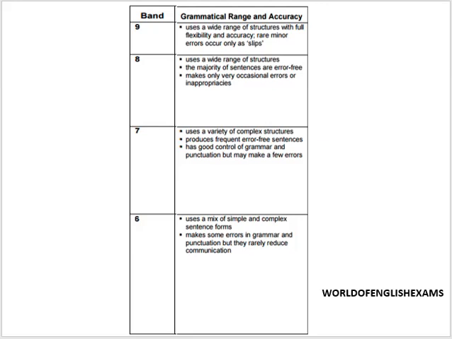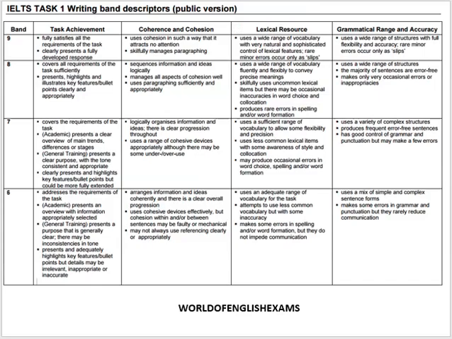Now lastly, we will look at the criteria for band 9. Uses a wide range of sentence structures with full flexibility and accuracy. So the flexibility level and accuracy level are 100%, then the band score would be 9. Then rare or minor errors occur only as slips. So just as we saw for lexical resource, minor errors are acceptable, but still you can get a band 9. So this is the summary of this table what we have seen earlier. So all these are listed together, but I have separated them and I have made an effort to explain them in an appropriate way, in a detailed way.